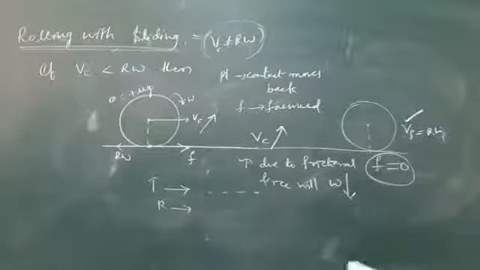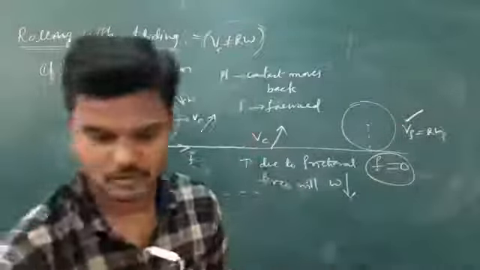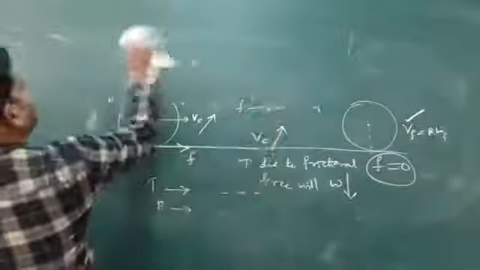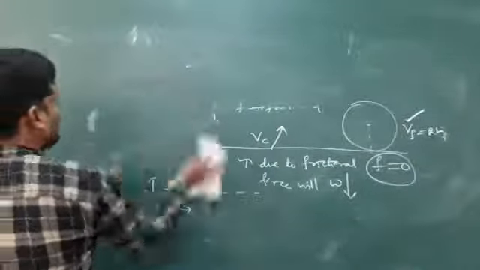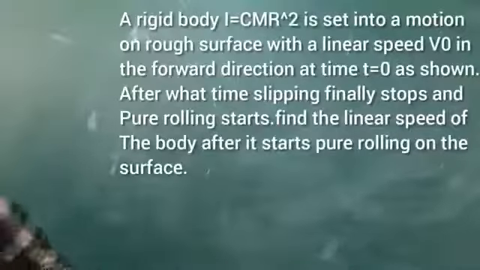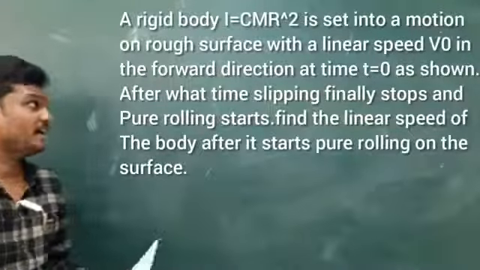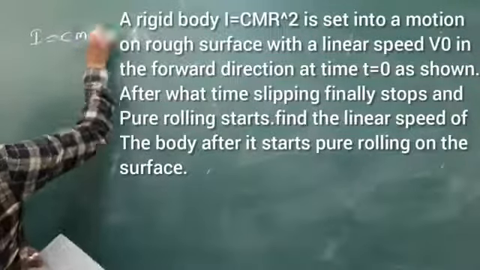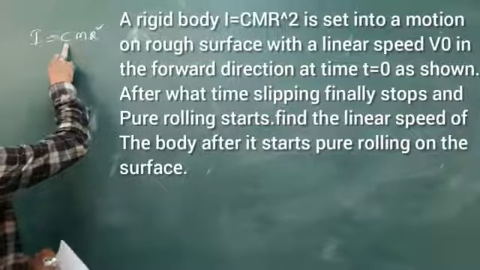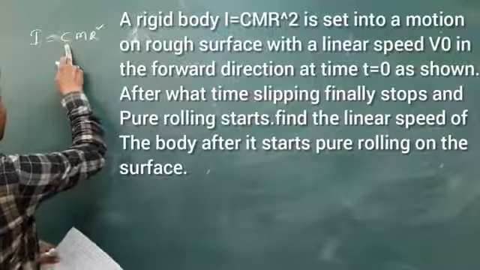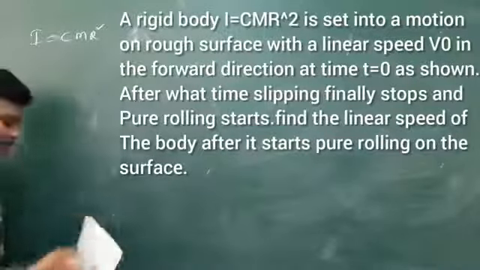Now see the problem. A rigid body whose moment of inertia is given as I, which is equal to some constant C times MR squared. So I'll write all the things. Okay, if it is a disk, C is 1 by 2. If it is a ring, C is 1. If it is a solid sphere, C is 2 by 5. Hollow sphere, 2 by 3. So keep all the values in mind.